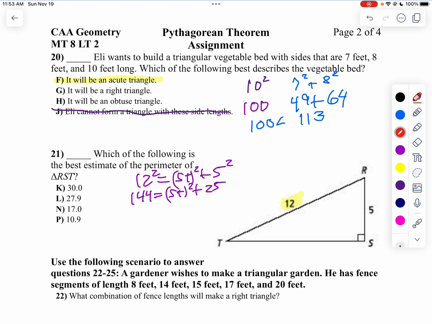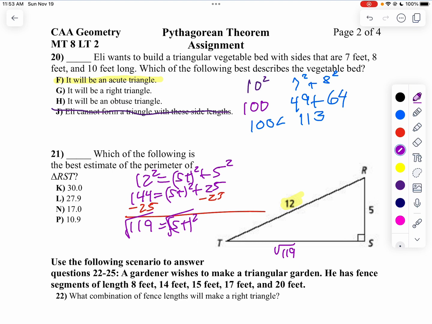Well, let's subtract 25 from both sides. And then we get 144 minus 25. Well, if I take 14 minus 5, I get 9. And then 3 minus 2 is 1, so that's 119 equals st squared. Take the square root of both sides. In fact, I think I'll just write this as the square root of 119 for now.